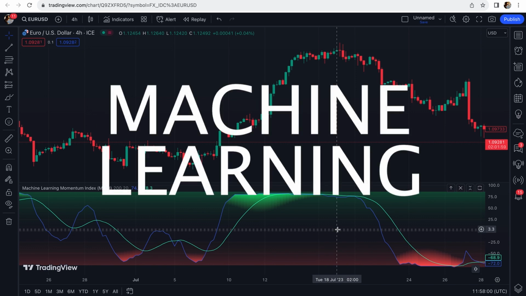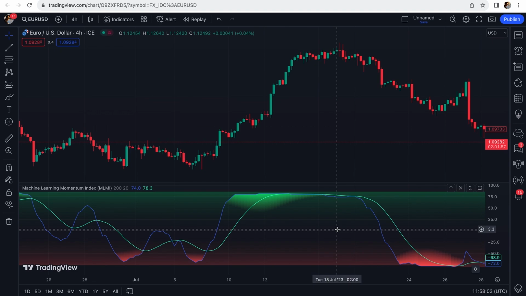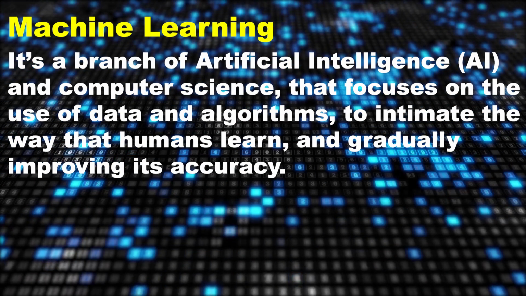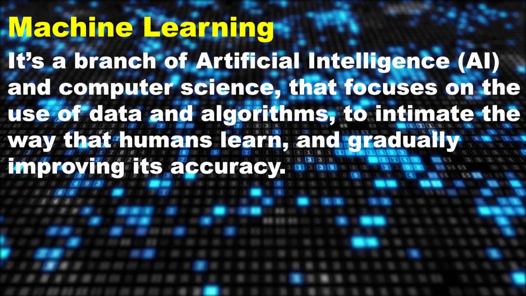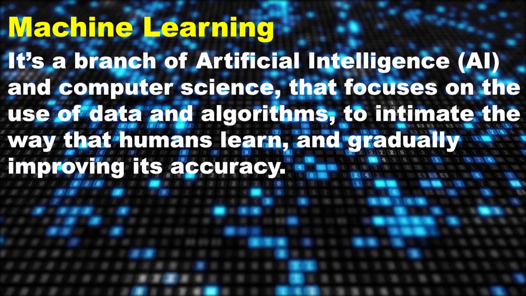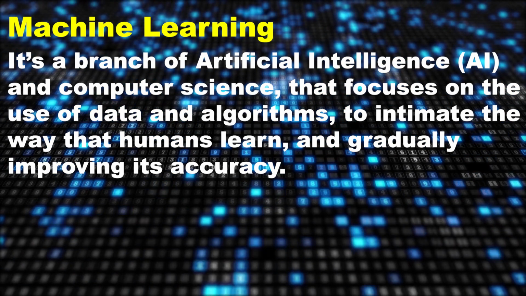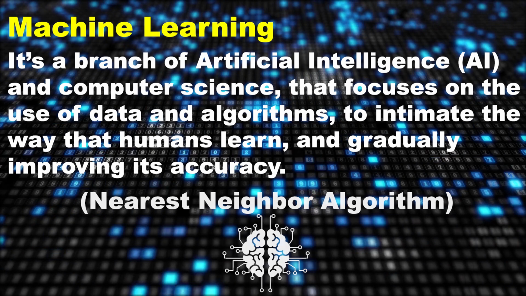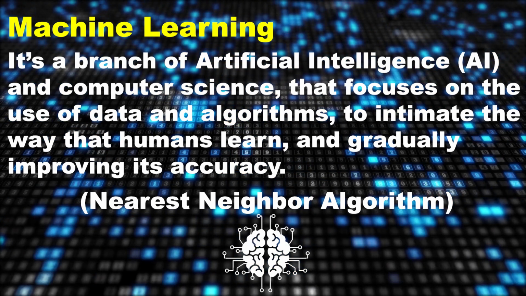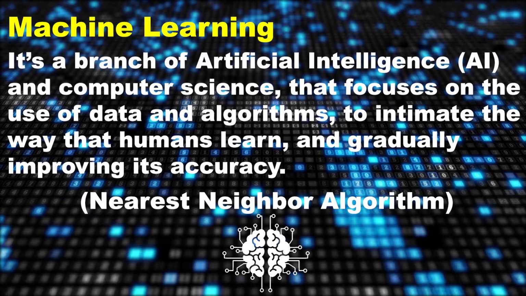This indicator is actually a momentum oscillator, but unlike traditional momentum oscillators, this momentum oscillator is built based on a machine learning algorithm. In case you don't know what machine learning is, it's a branch of artificial intelligence and computer science that focuses on the use of data and algorithms to imitate the way that humans learn and gradually improve its accuracy. This indicator uses a special algorithm called the nearest neighbors algorithm to make more accurate predictions about momentum and to be able to adapt to the current condition of the market.